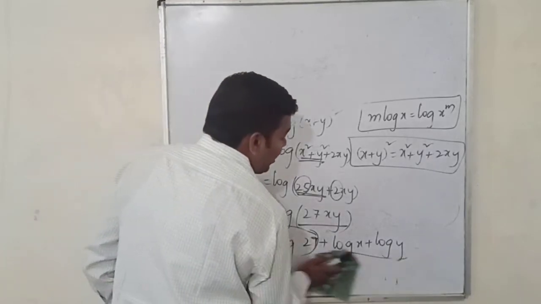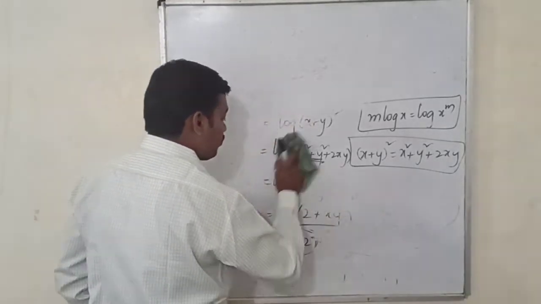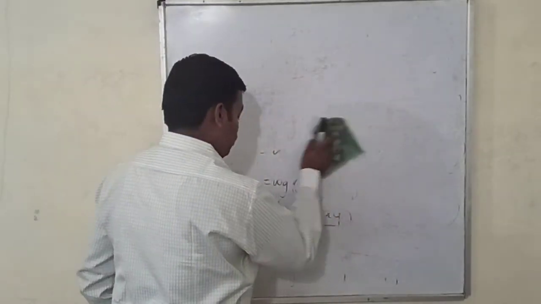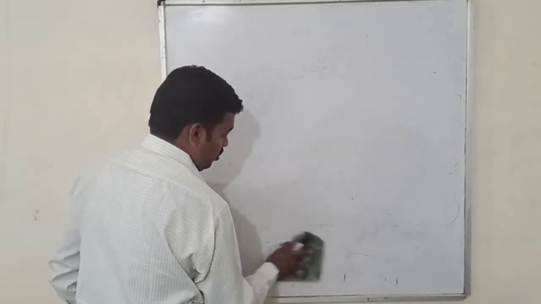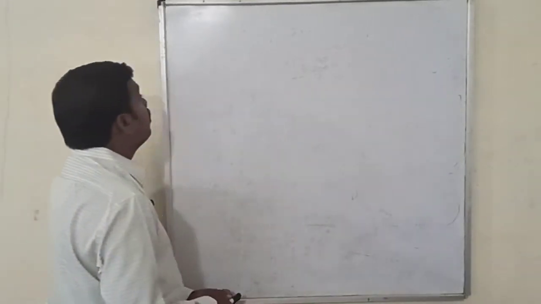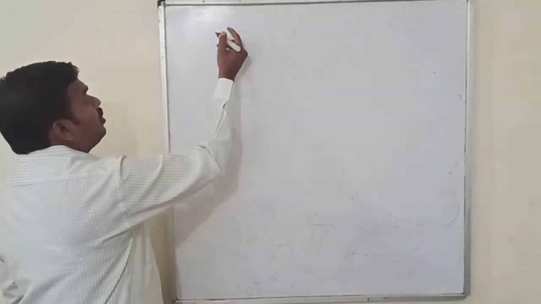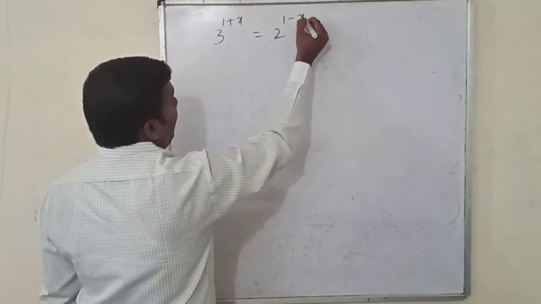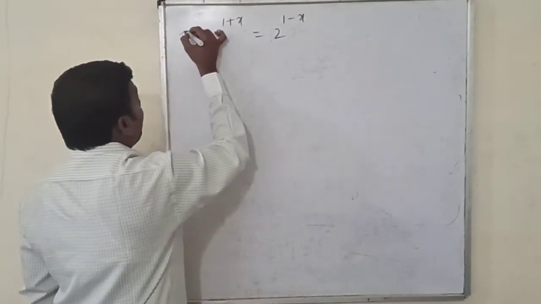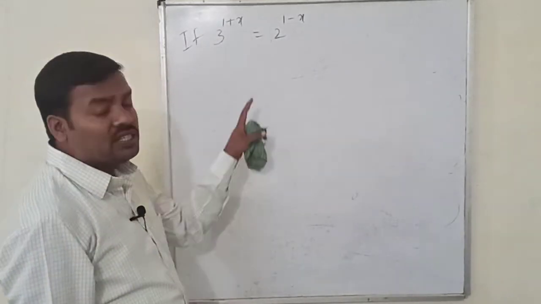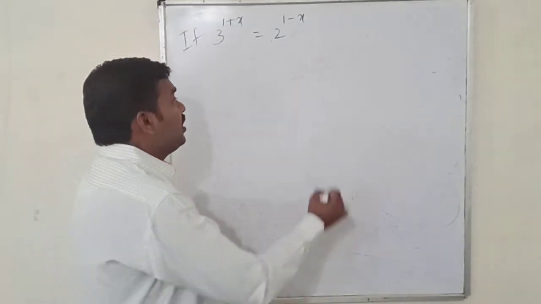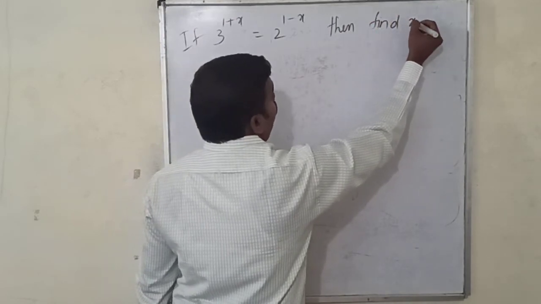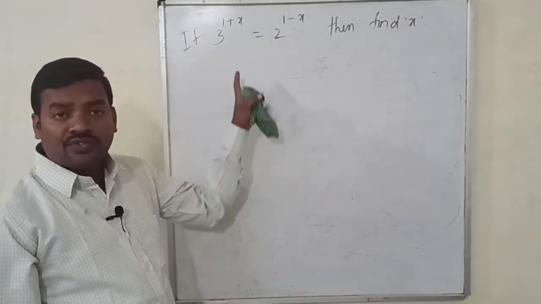We shall go for the second problem, that is 3 power 1 plus x is equals to 2 power 1 minus x. If 3 power 1 plus x is equals to 2 power 1 minus x, then find x. You need to find the value of x from this.